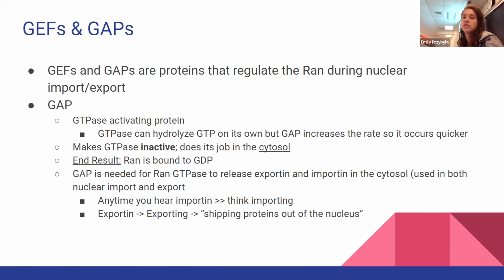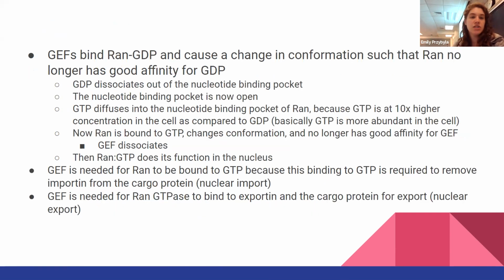Importin is importing, exportin is exporting. So GEFs are guanine nucleotide exchange factors. It binds RAN-GDP, and its job essentially is to exchange GDP for GTP. While GTP can be hydrolyzed into GDP, we cannot in this process go backwards. We're not adding a phosphate. We are taking out the GDP and bringing in GTP because the affinity between RAN and GTP is higher than between RAN and GDP. I don't know if the affinity is significantly higher, but the levels of GTP are significantly higher just floating around.